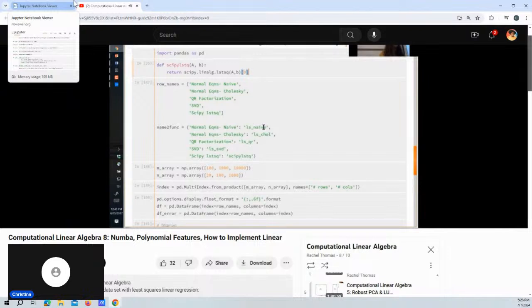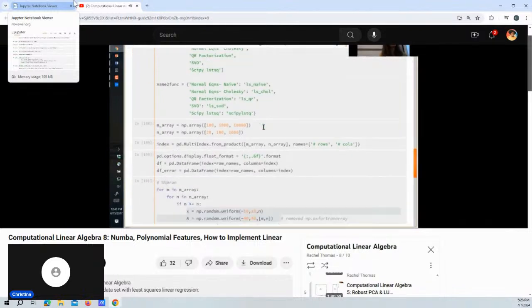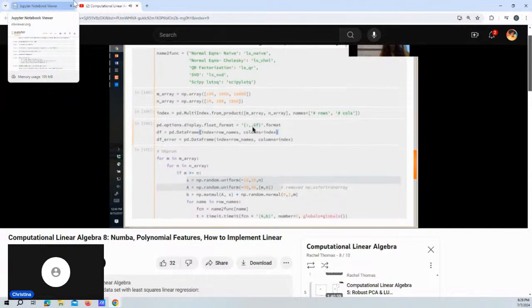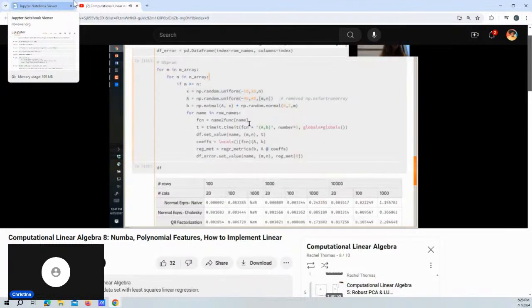And here I've got my row names, and then I have a dictionary that lists what the method is that we've defined for each name. Who in here has used pandas before? Okay, it looks like everybody. I'm using it here because the data frame is a nice way to store a table of information. And I'm using the multi-index, which can be handy to have for M and N.